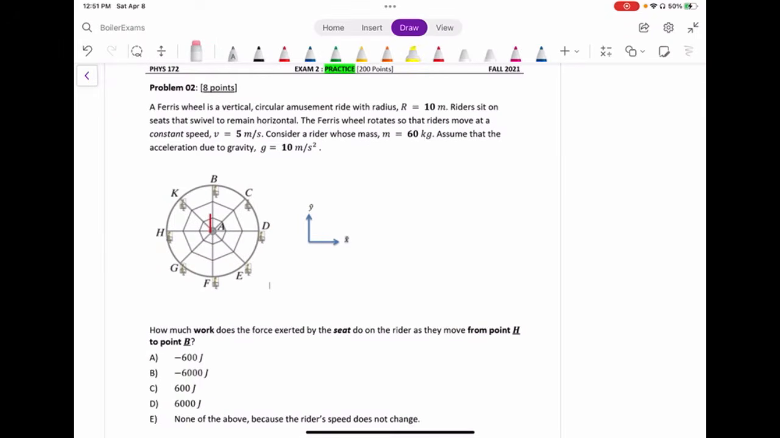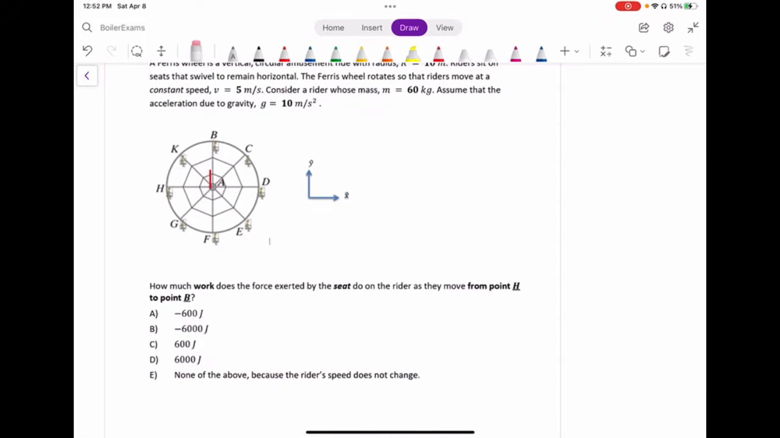A Ferris wheel is a vertical circular amusement ride with radius r equal to 10. Riders sit on the seats that swivel to remain horizontal. The Ferris wheel rotates so that the riders move at a constant speed, which is 5 meters per second. Consider a rider with mass m, and assume that the acceleration g is 10. How much work does the force exerted by the seat do on the rider as they move from H to B?